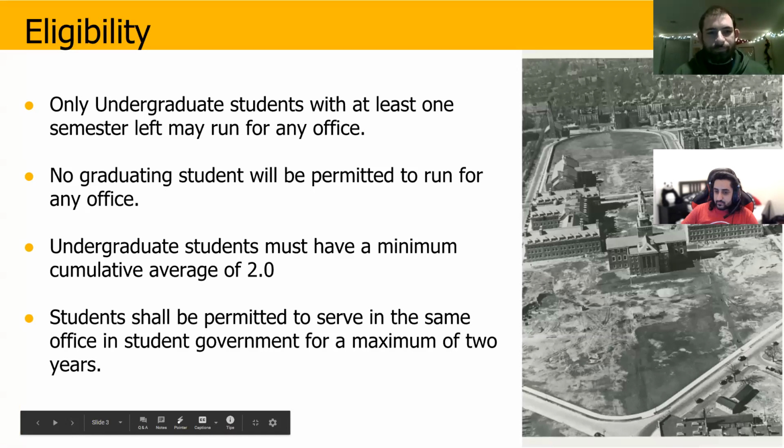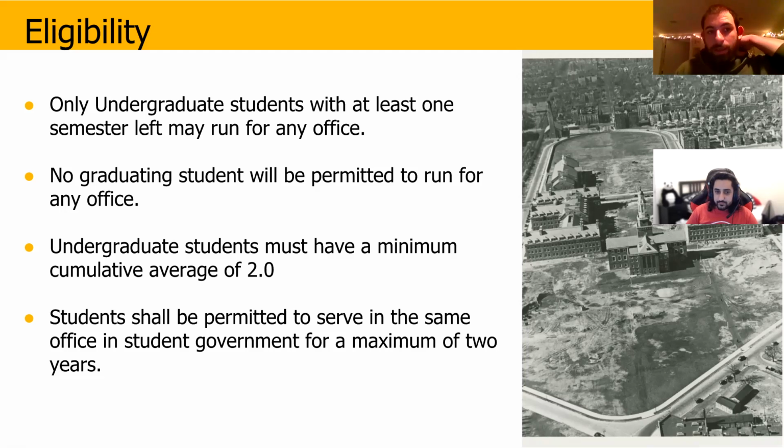Okay, eligibility. For those in this meeting and for anybody who's interested: only undergraduate students with at least one semester left may run for any office. No graduate student will be permitted to run for any office, because we're the undergraduate student government. Undergraduate students must have a minimum cumulative average of 2.0, and students shall be permitted to serve in the same office in student government for a maximum of 2 years.